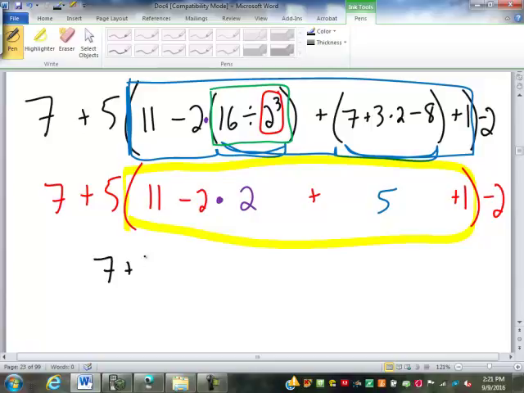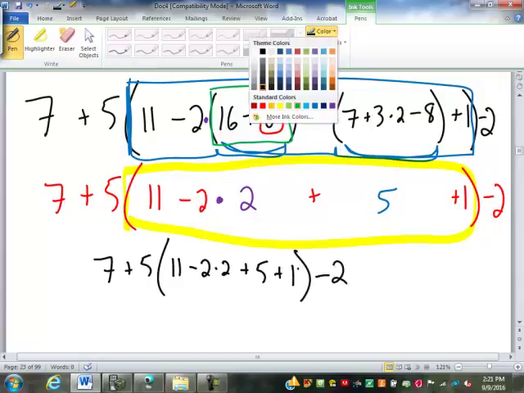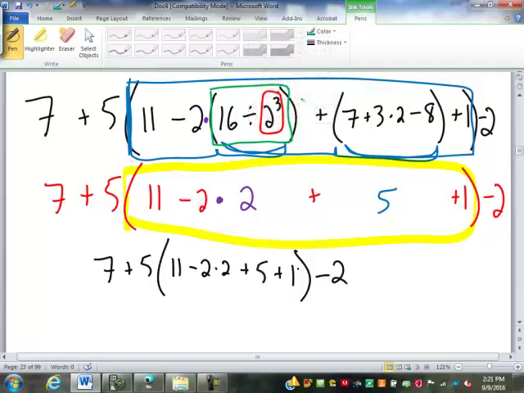I'm going to rewrite this just to make things a little bit more compact. So I'm back out to just the larger parentheses. In there again, no more enclosing symbols, no more exponents. We do have multiplication. 2 times 2, which is 4. There we go.